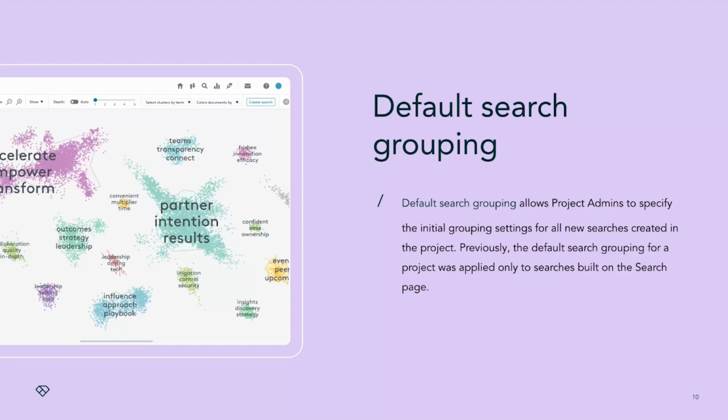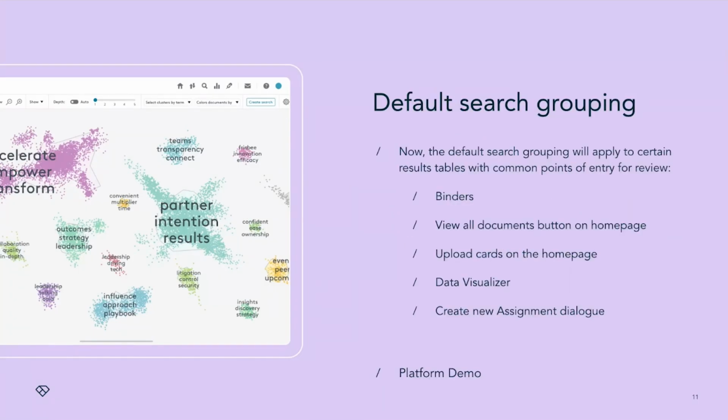For example, they're going to see it grouped by email threads with only the most inclusive emails included if that's what you've set up on your project. Previously, the default search grouping for a project was applied only to searches that were built on the search page. With this improvement, the default search grouping will apply to certain results tables with common points of entry for review.